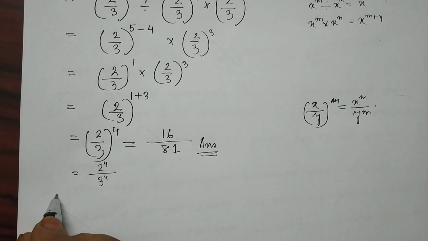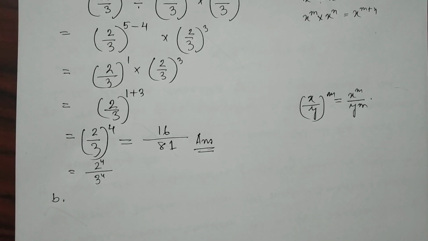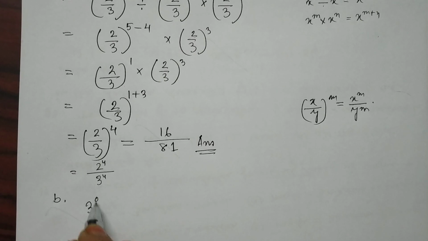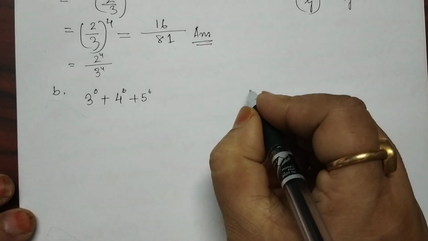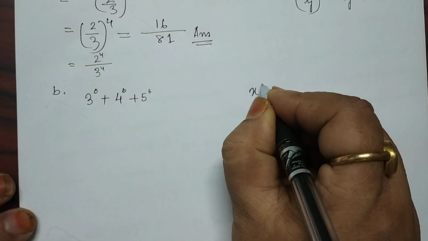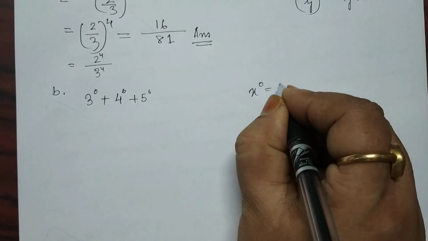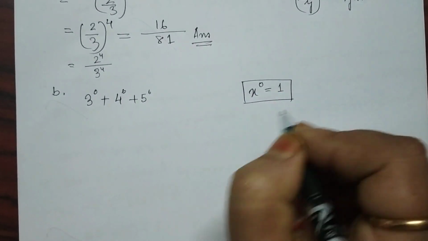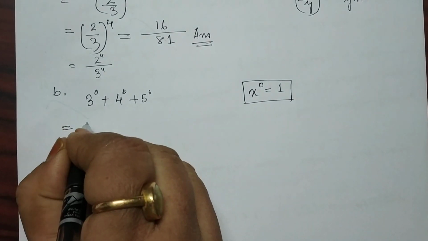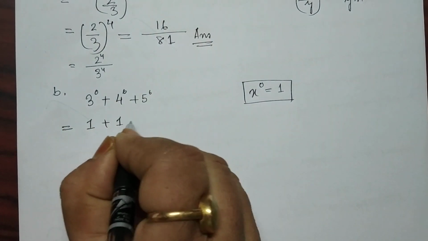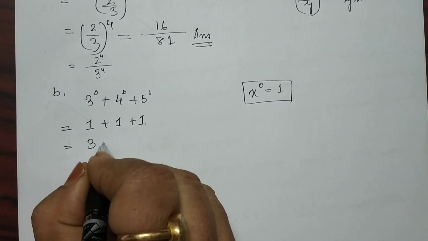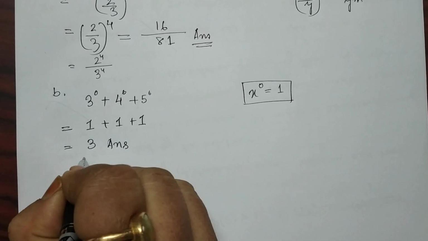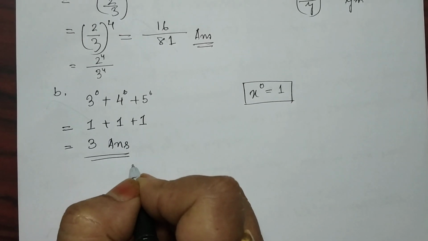Next one, B. In B, the question is 3^0 + 4^0 + 5^0. We know x to the power 0 means 1. Anything to the power 0 means 1. Therefore 3^0 means 1, plus 4^0 means 1, plus 5^0 means 1. Therefore if we add, then we will get 3. Our answer is 3. So easy, no?